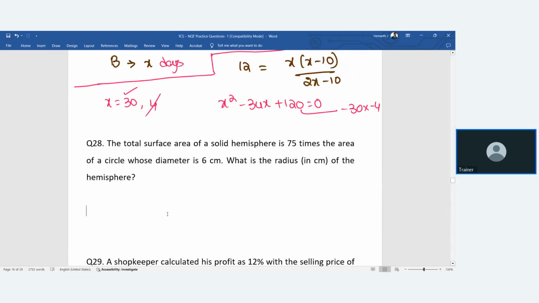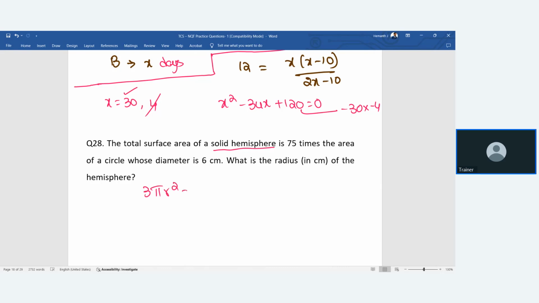Total surface area of a solid hemisphere is 3 pi r square. For a sphere, it is 4 pi r square. It is 75 times the area of a circle with diameter 6. The radius is 3 only. See, the questions they'll give nicely like this, so we have to be careful.